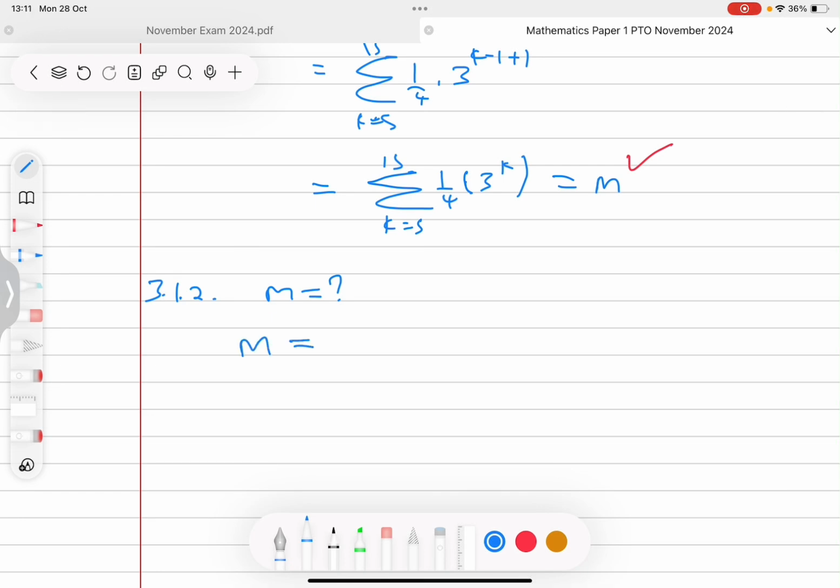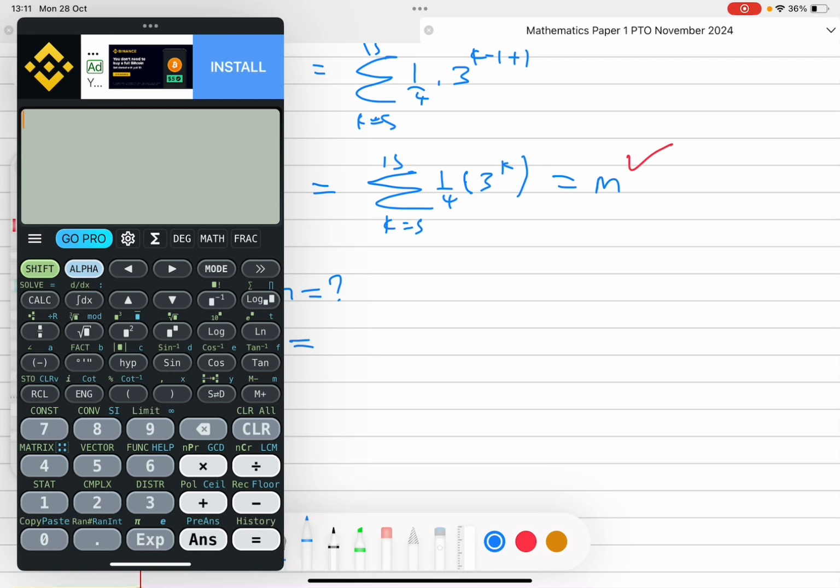Now here I'll pull out my calculator to find the terms in this series. Remember that those terms are given by this general formula. So this means I'll have a 1 over 4 multiplied by a 3 to the power.